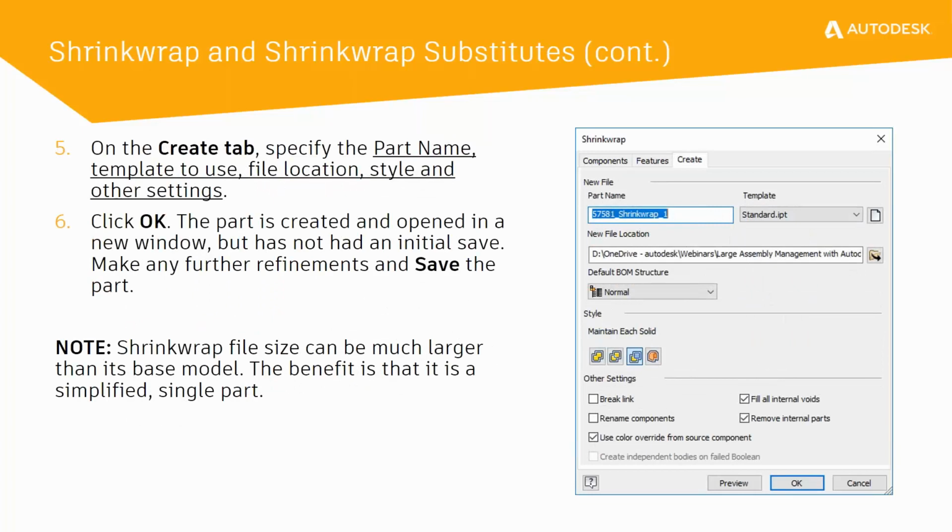And on the Create tab, this is the section where we go about naming the part. So we're giving it a name. We'll choose a template that the Shrinkwrap component can inherit properties from. We give it a location. We can define its BOM structure. We can even do a bunch of other bits and pieces like rename components, fill all internal voids and the likes as well in this stage of the design, along with preview our final product.